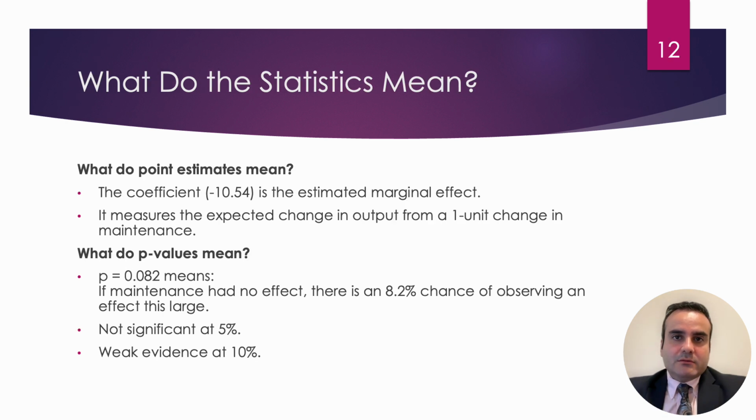The point estimate represents the estimated marginal effect of maintenance on output. In this case, the coefficient indicates that a 1 unit increase in maintenance is associated with a decrease of about 10 units of output. The p-value measures the probability of observing an effect this large if the true effect were actually zero. Because the p-value in this study is larger than 0.05, we fail to reject the null hypothesis of no effect.